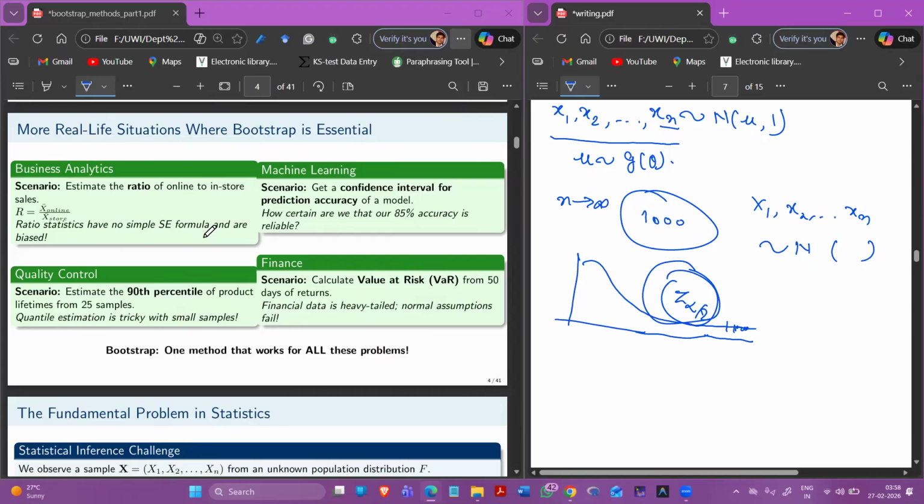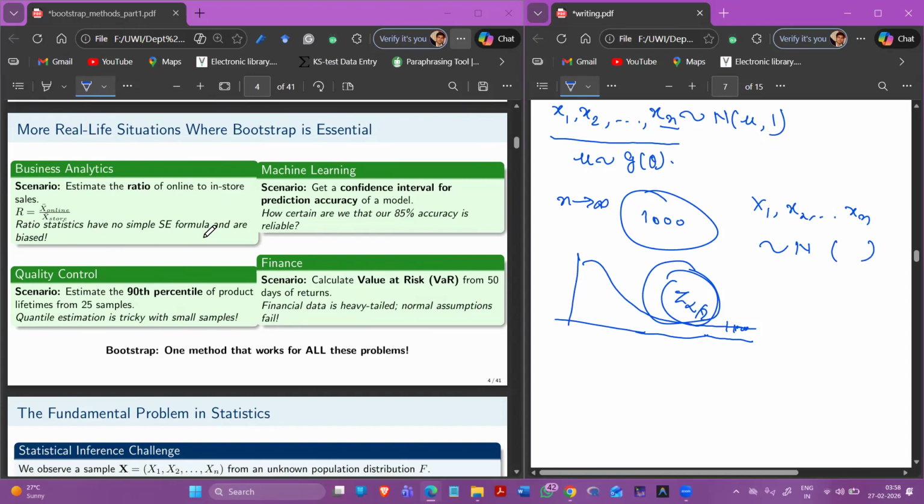If I am running a company and I want to see the ratio of my online sales and offline sales, I have only one data set. If I started my company last year and I have only one year of data, I cannot repeat it again and again. I have only one sample observation, right?